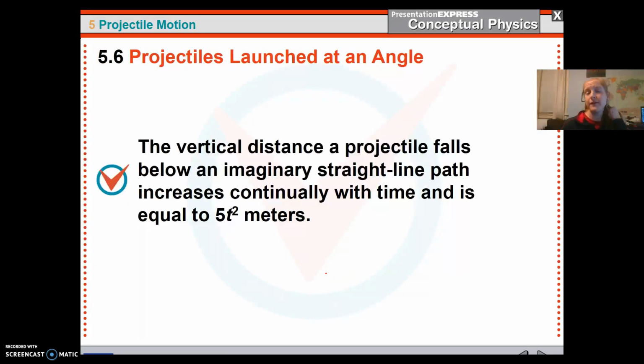Okay, so what if they're launched at an angle? What if I launch them up? We're going to do this. Or launch them downwards, right? So like the rockets, a handful of you got to launch them straight up. What if we launch them at an angle? How is that going to affect it? Okay.